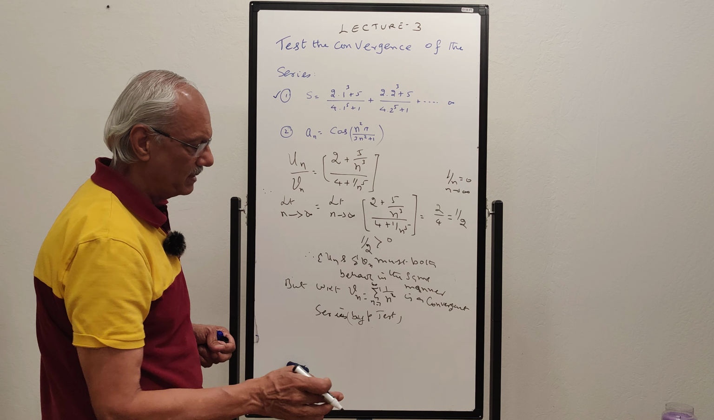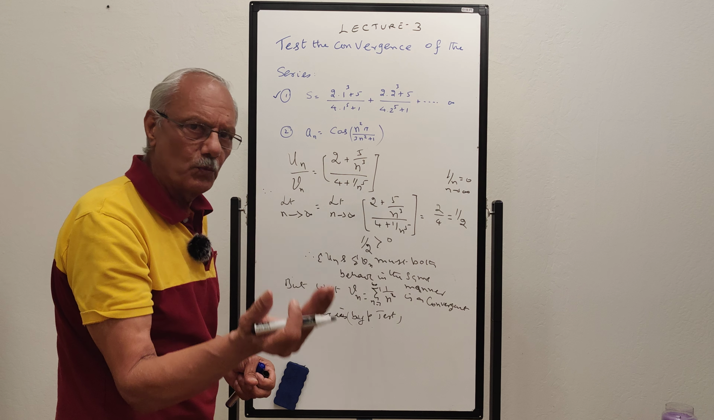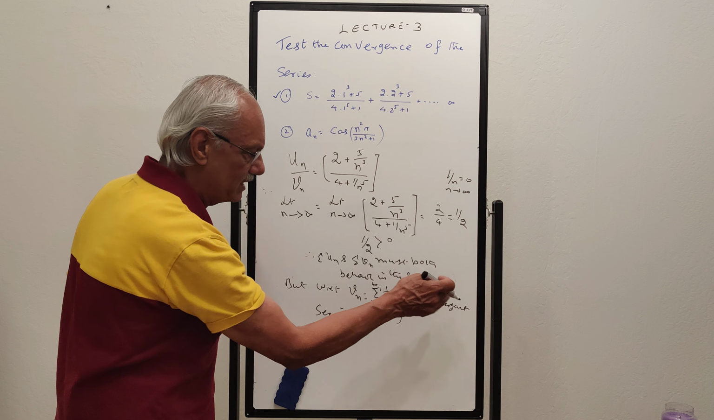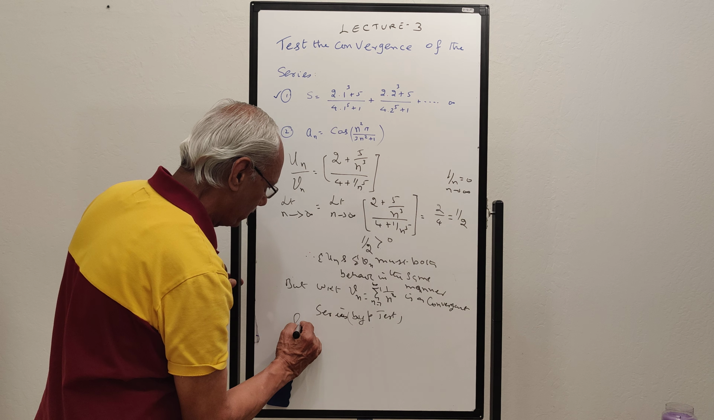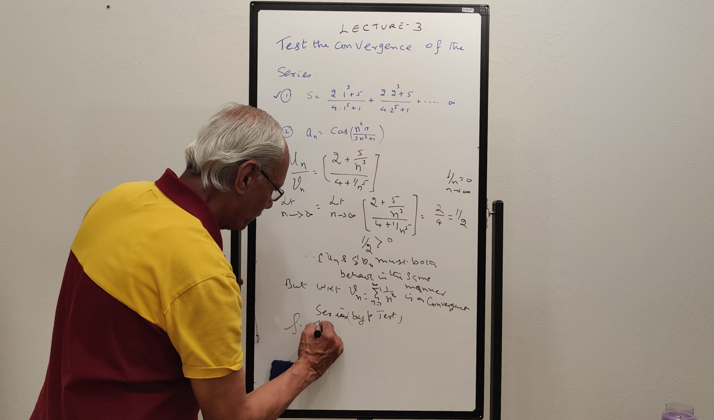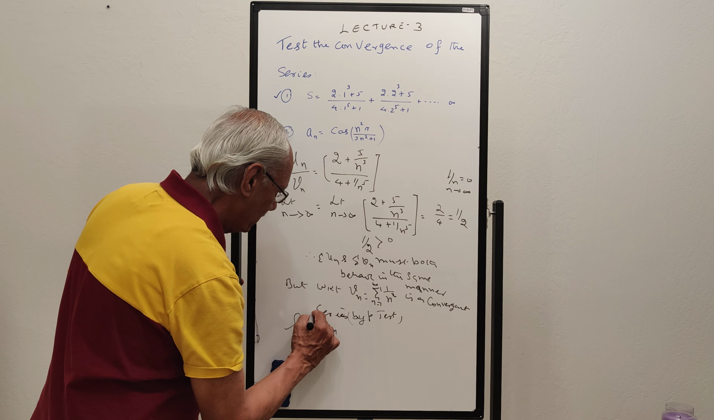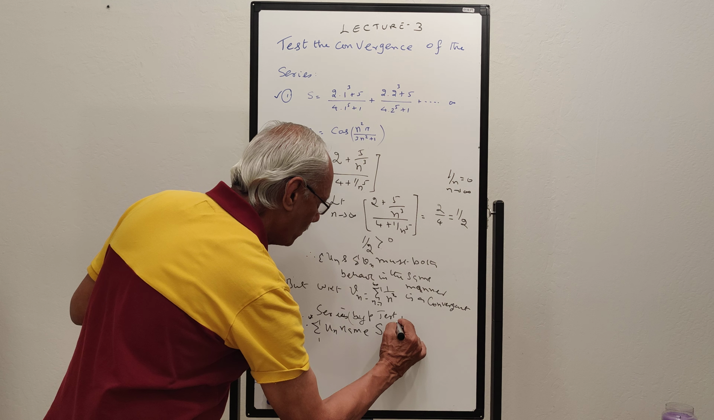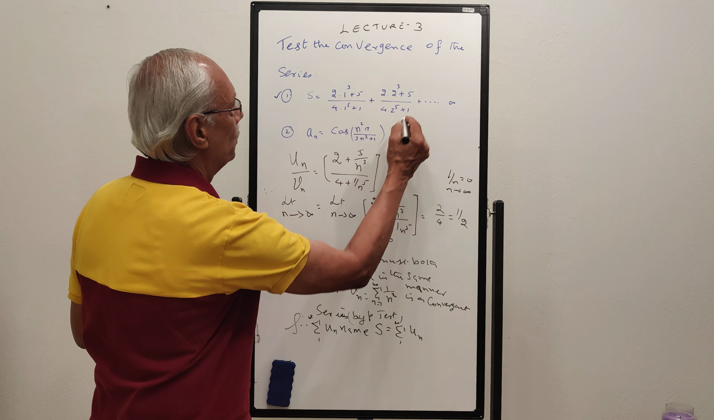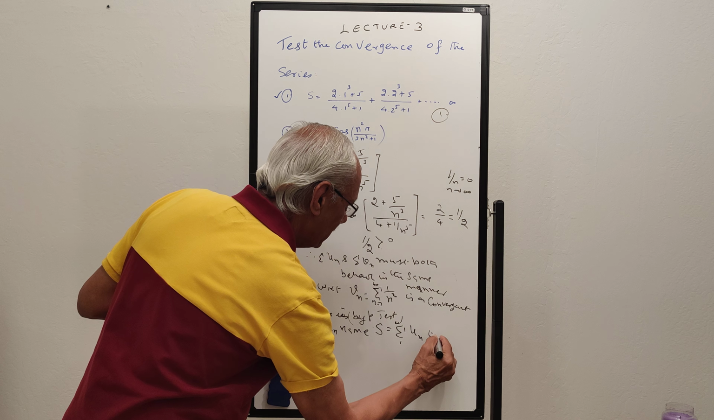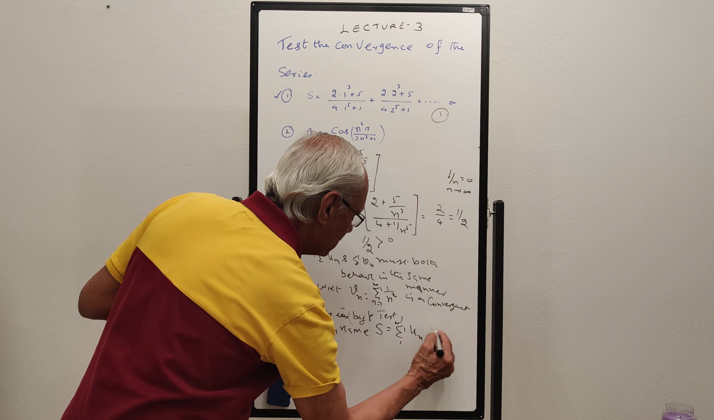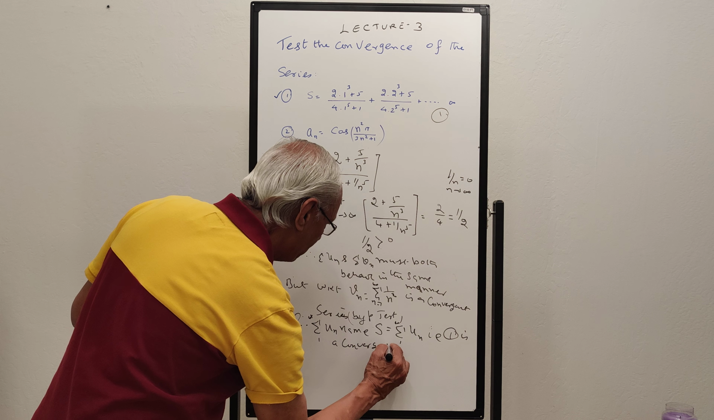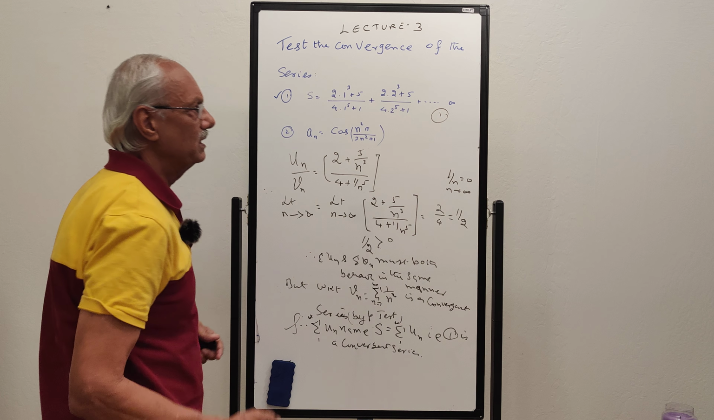Therefore, I told you that in the comparison test, either both of them converge or both of them diverge. They will behave in the same manner. Now we have found that this Vn, sigma of 1 by n squared, is a convergent series, and therefore sigma of Un, 1 to infinity, namely S, is a convergent series. So this is how we do this.